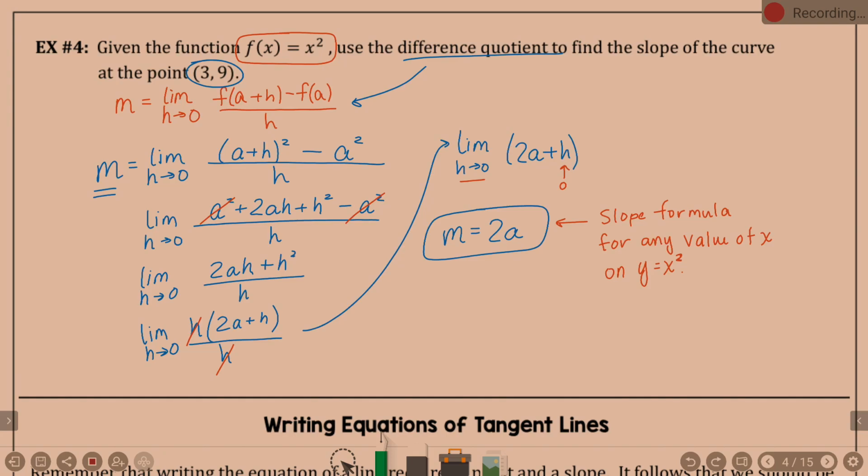Now, we were asked to talk about this at the point (3, 9), yes? So when we talk about the point (3, 9), keep in mind 3 is your x value. If we talk in terms of a, it is your a value, and 9 is your y value, or your f of a value, if you will.